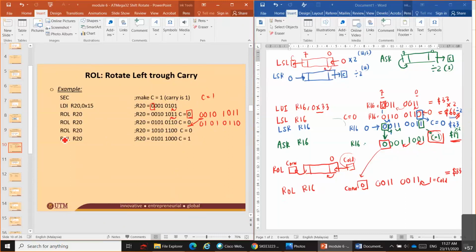Okay, and then you do it 2 times. Then you have another ROL. So what happens is this 0 here will go to your bit 0, and then the value will be shifted to the left by 1 bit. So they become 0, 1, 1, 0, and this is 1, 0, 1, and this 0 here will go to your C flag. Okay, so this is what the ROL does.